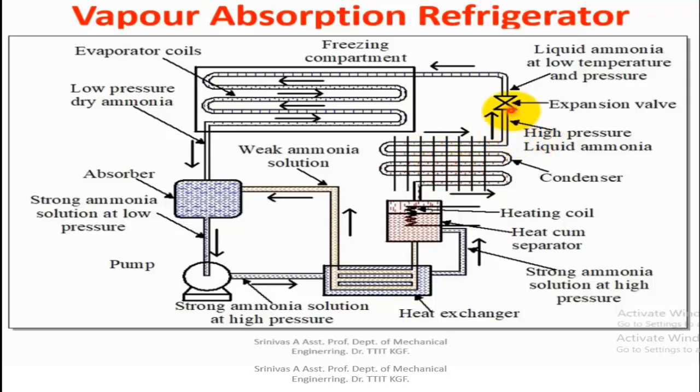Once this liquid ammonia is passing through the expansion valve, in the expansion valve the high pressure will reduce to low pressure. Here the pressure difference will take place. This high pressure ammonia solution is reduced to low pressure ammonia solution, and as pressure decreases, the temperature also reduces, and this low pressure and low temperature ammonia liquid passes through the freezing compartment, that is the evaporator coils, and again it will gain the latent heat and it will cool the freezing compartment, and the cycle will run like this.